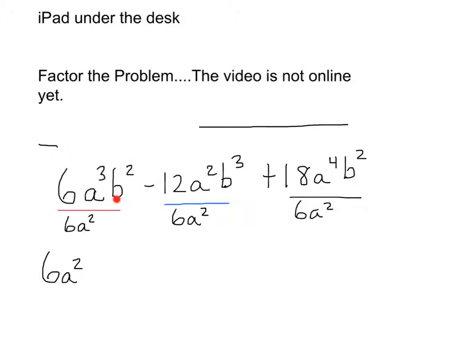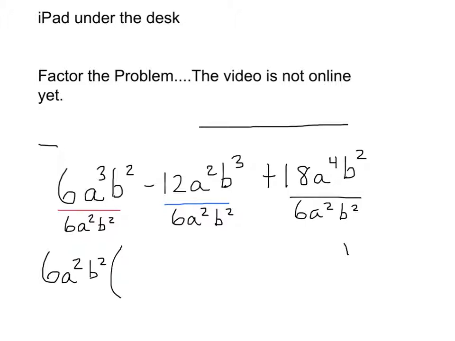How many b's are here? 2, 3 in the second term, and 2 in the last. What's the most that any of them all have? 2, so I'm going to take a b squared out of each as well. I'm taking b squared out of each, right? And so I'm going to write it right here.